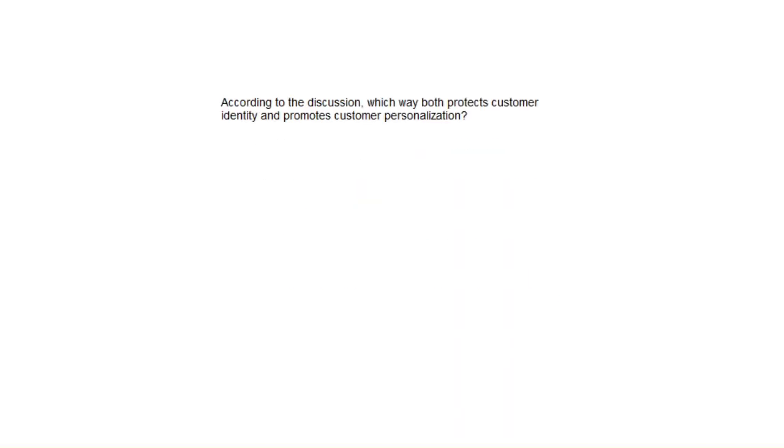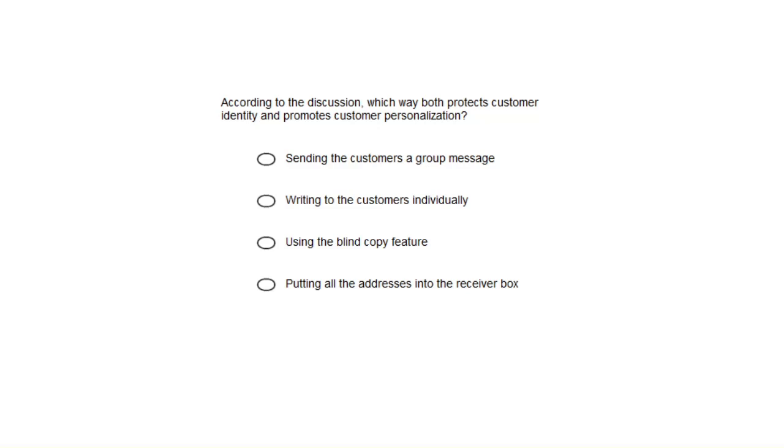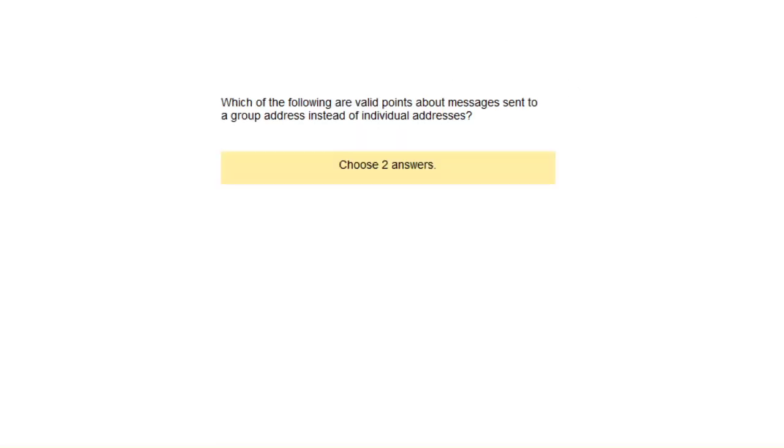According to the discussion, which way both protects customer identity and promotes customer personalization? Which of the following are valid points about messages sent to a group address instead of individual addresses?